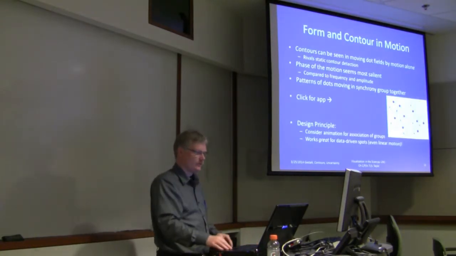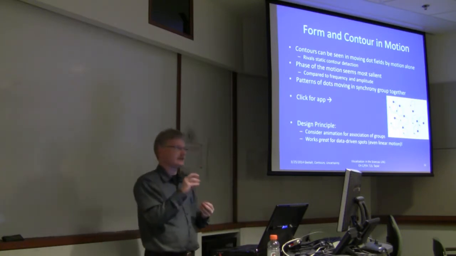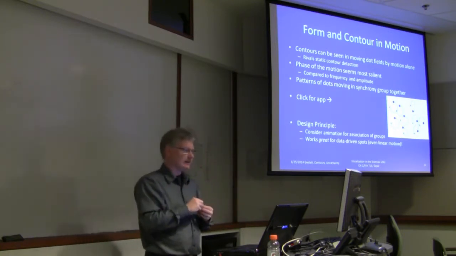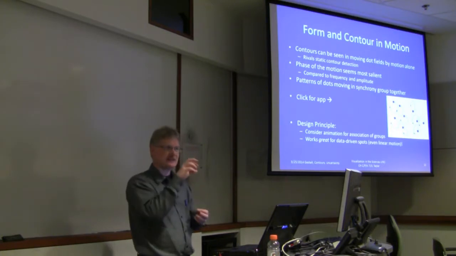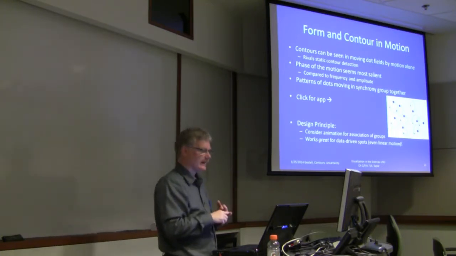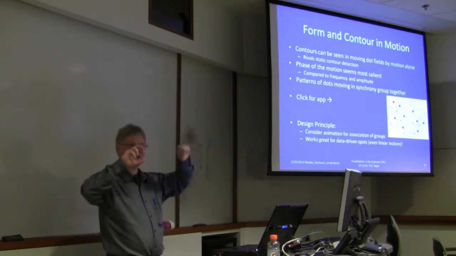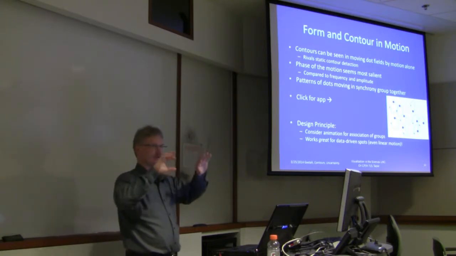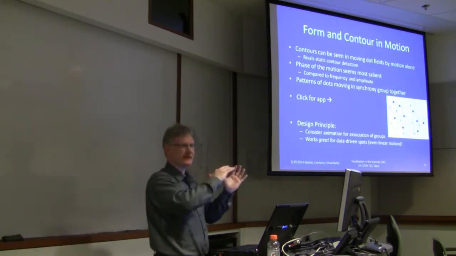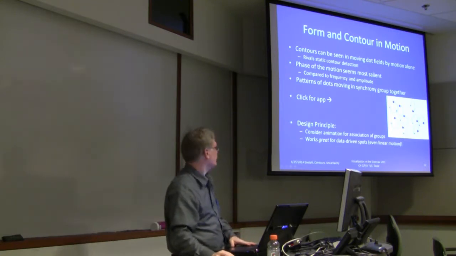All right. So form and contour and motion. It turns out that contours of regions can be seen by motion alone. And so it can be seen as well as if you drew the contour where it was. And it turns out that phase of the motion seems to be the most relevant. So if you have different amplitude motions of objects, those don't tend to group together. But if they move in phase, then they do tend to be grouped together. And so let's have a look at that.